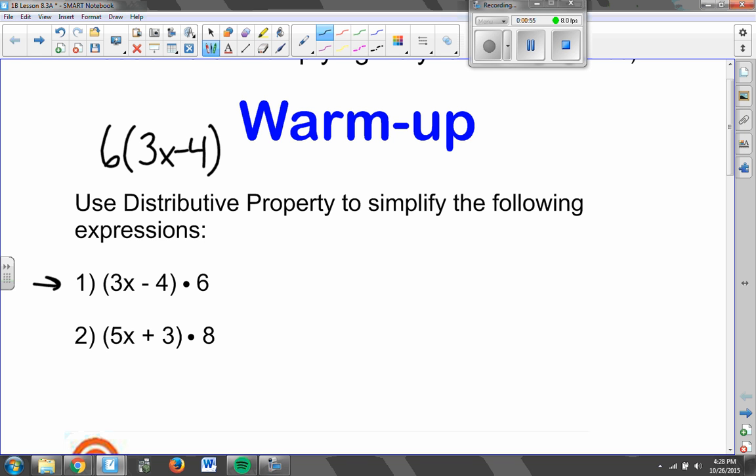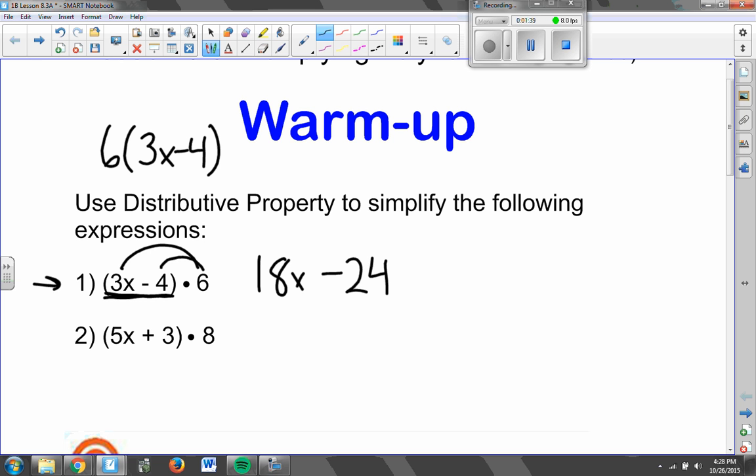The good news for us is we can still use the distributive property. All we have to do is distribute in the other direction. So essentially, what I'm going to do is multiply each term in the parentheses by my 6 on the outside. For example, 3x times 6, I know that that is 18x. And negative 4 times 6, I know that that is negative 24, or minus 24. So I've just done the distributive property by taking two pieces in the parentheses, multiplying them by a 6 at the end. I will do the same thing in number 2.